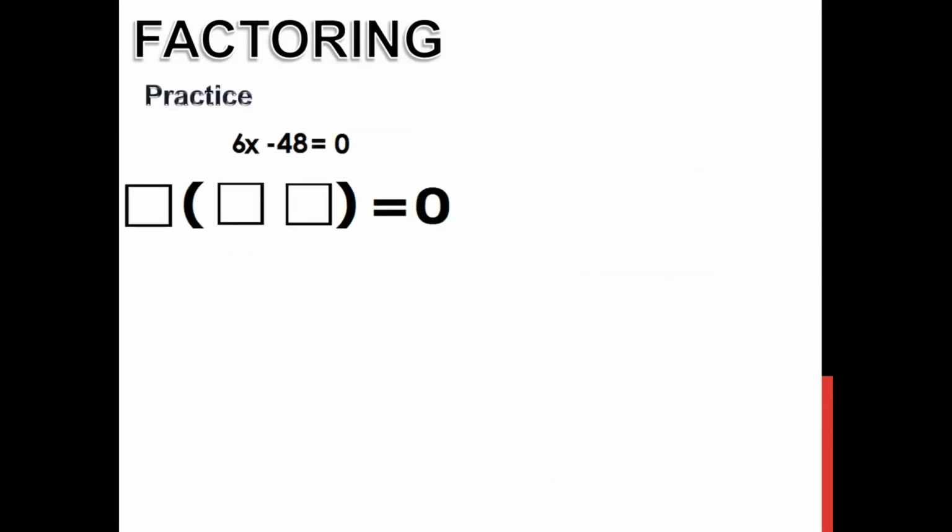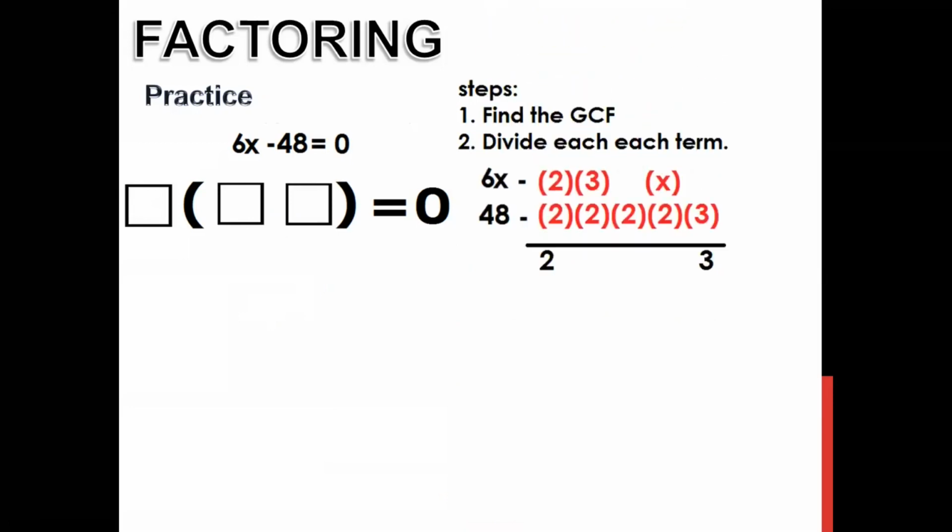Next example, 6x minus 48 is equal to 0. So again, find the GCF and divide each term. The prime factors of the numeral 6 are 2 and 3. And we only have 1x, so we will put 1x. Then the prime factors of 48 are 2, 2, 2, 2, and 3, and we don't have any variable.